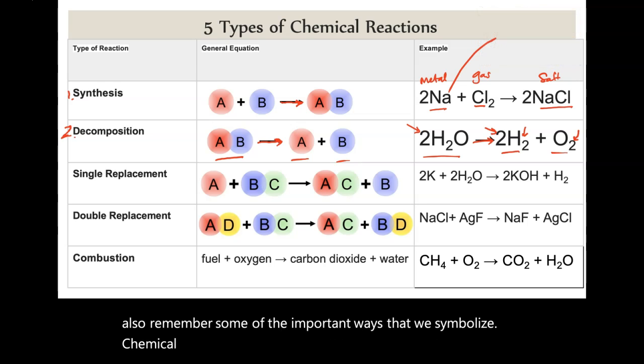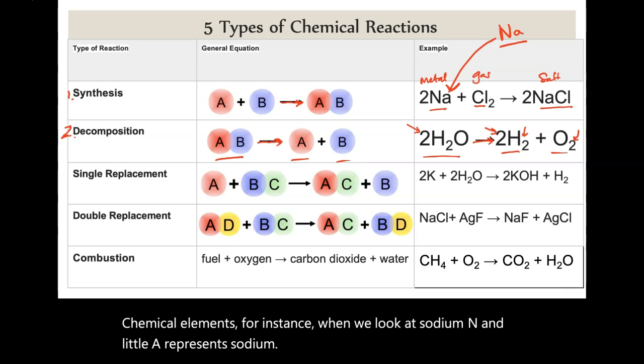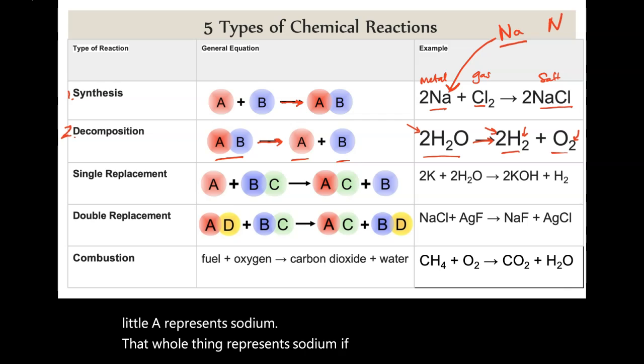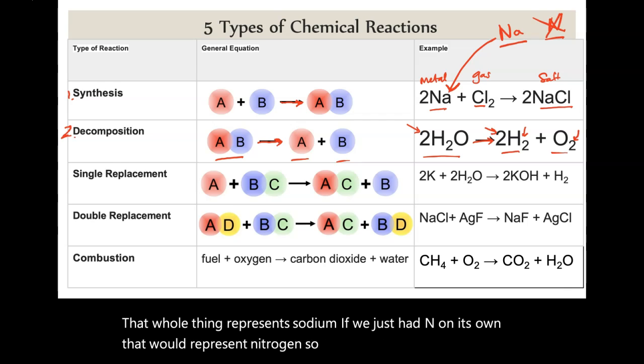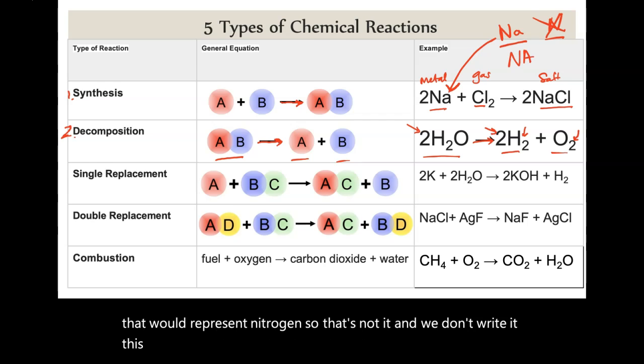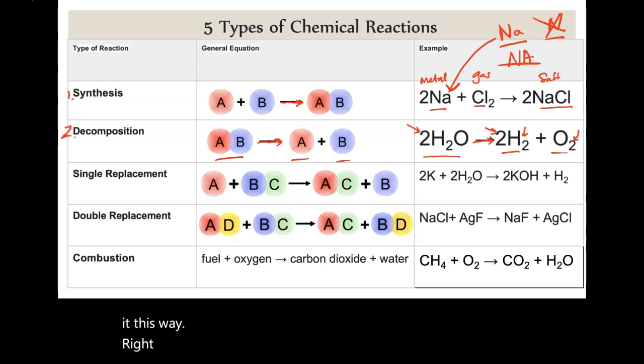For instance, when we look at sodium, N and little a represents sodium. That whole thing represents sodium. If we just had N on its own, that would represent nitrogen. So that's not it. And we don't write it this way, right? That's actually incorrect formatting for writing chemical equations and formulas.